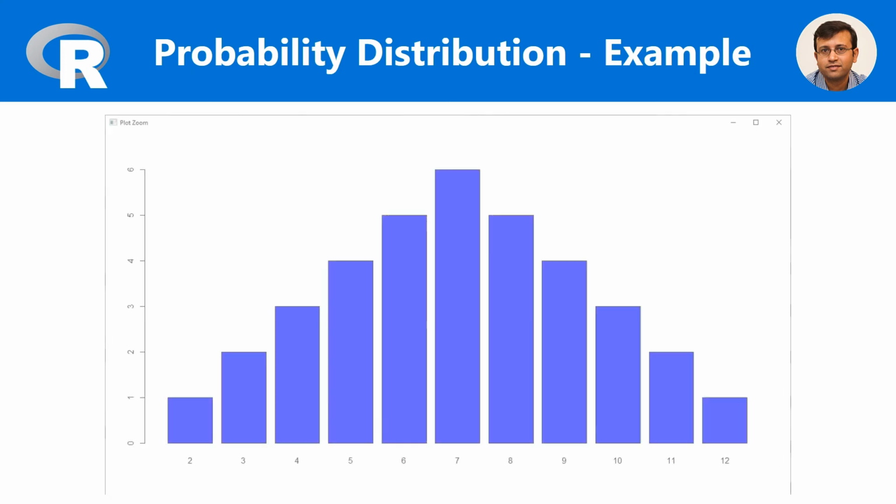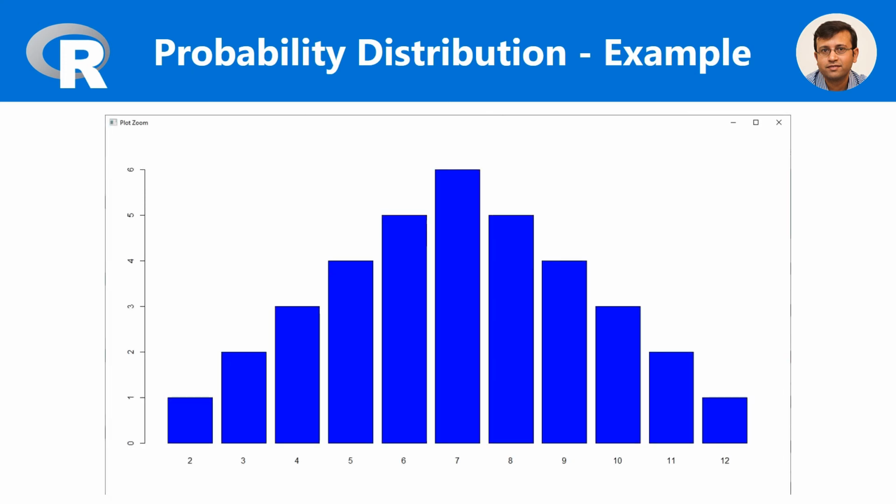Here we have the bar graph, which depicts the probability distribution of rolling two 6-sided dice. On the x-axis, you can find that we have the sum of two dice, and on the y-axis we have the probability or the likelihood of getting the outcome.